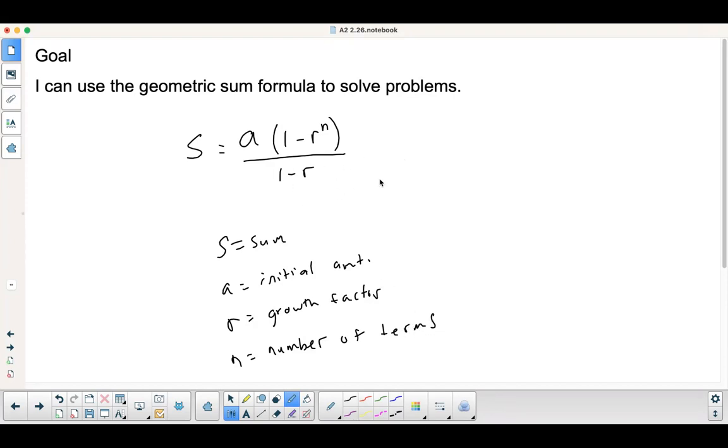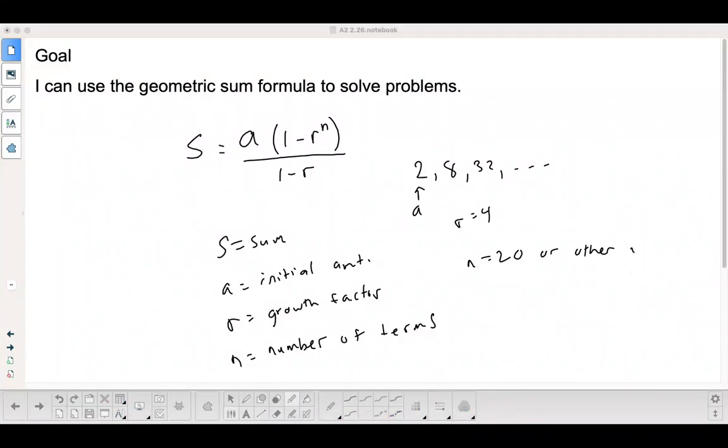Okay, so it has to be a geometric sequence. So it'd have to be something like this: 2, 8, 32, and so forth. So A would be 2, R would be 4 in this case. So let's say I wanted to find the sum of the first 20 terms, N would be 20 or whatever. It depends on whatever you want there. But there you go, there's your formula.